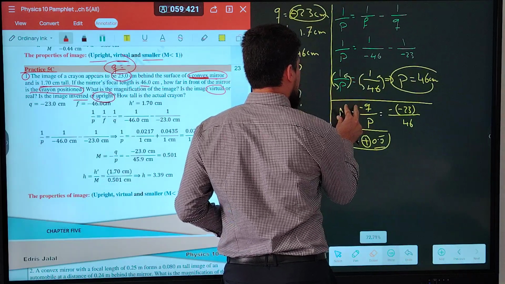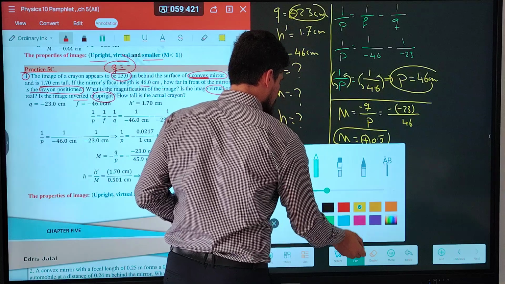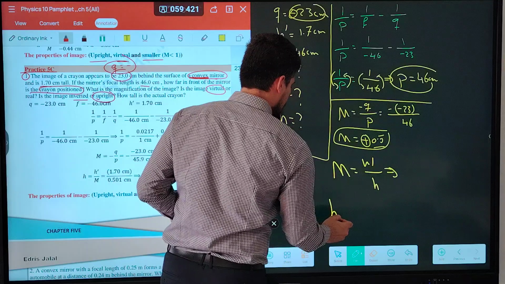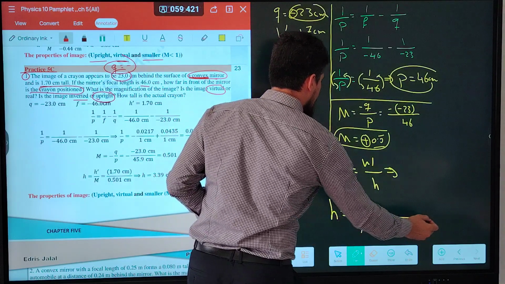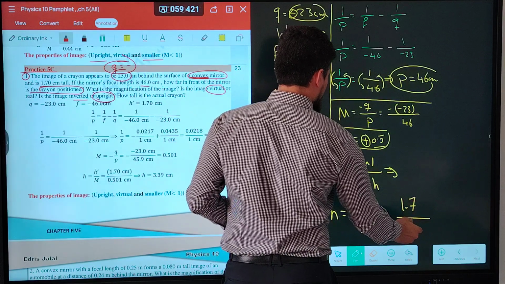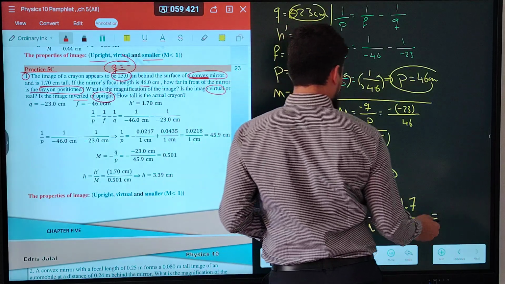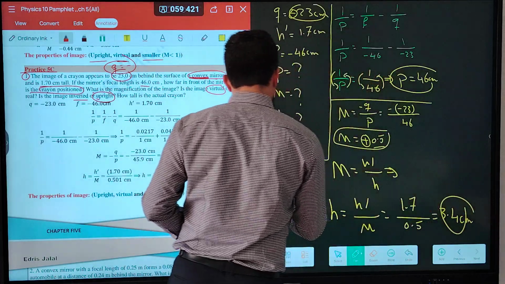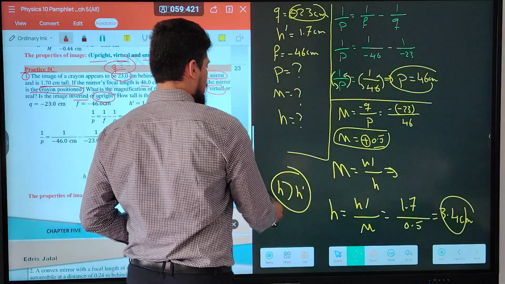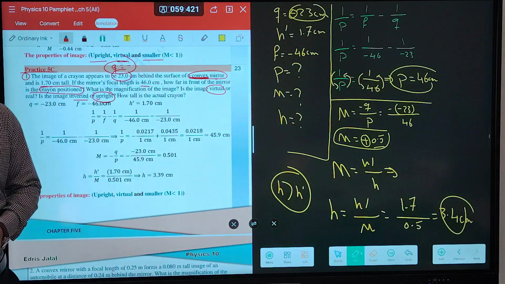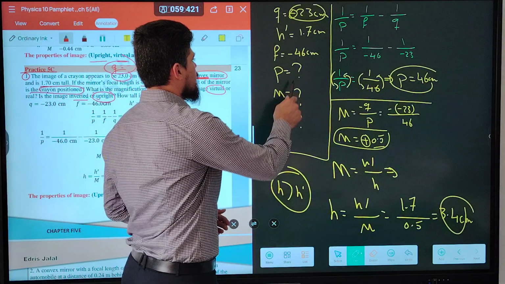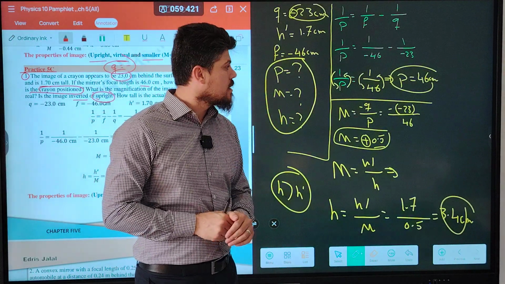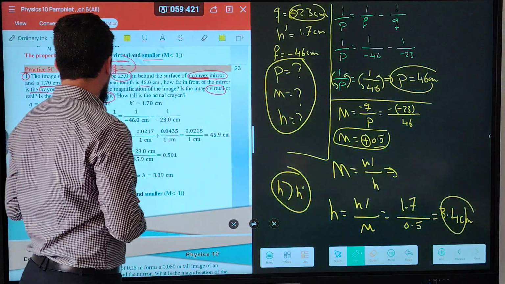And how tall is the actual crayon? H. We have to find H. How can we determine H? By using the equation of magnification, H prime over H. So H is equal to H prime over M. 1.7 divided by 0.5, which is equal to 3.4. So H is bigger than H prime in a convex spherical mirror. It's very easy, and you can find object distance, magnification, and the object's height by using the equation of the convex spherical mirror.